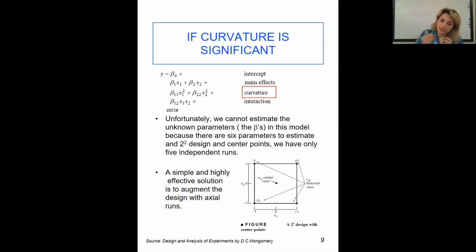Now let's look at the situation when the curvature is significant. In my opinion, these are very interesting. So far in our class, we have learned the concepts very well. I can say that from your progress. So it's good that we learn these, the concepts behind these.